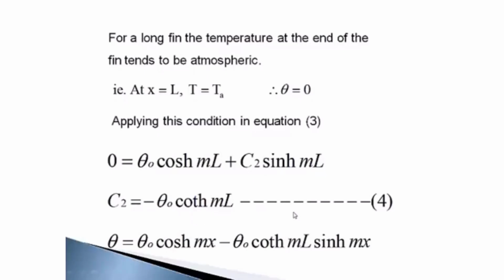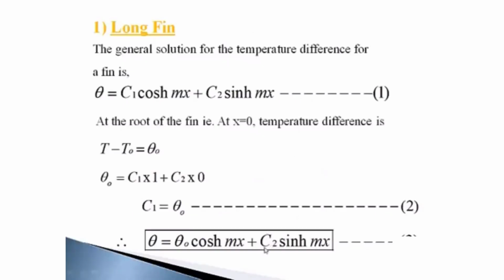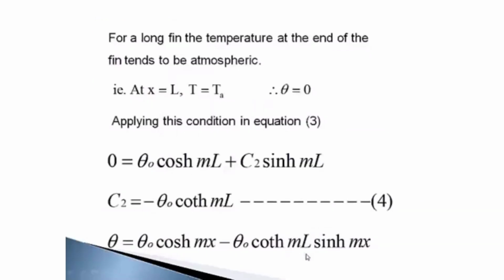And now we substitute C2 in the previous equation, from the previous slide. C2 value is minus theta 0 cot hmL. We'll substitute it here, and you will get the solution. So theta 0 cosh mx minus theta 0 cot hmL sinh mx. This is the solution for theta.